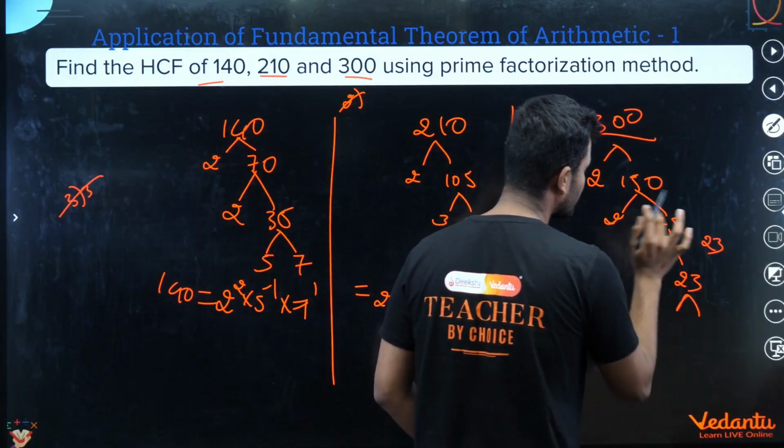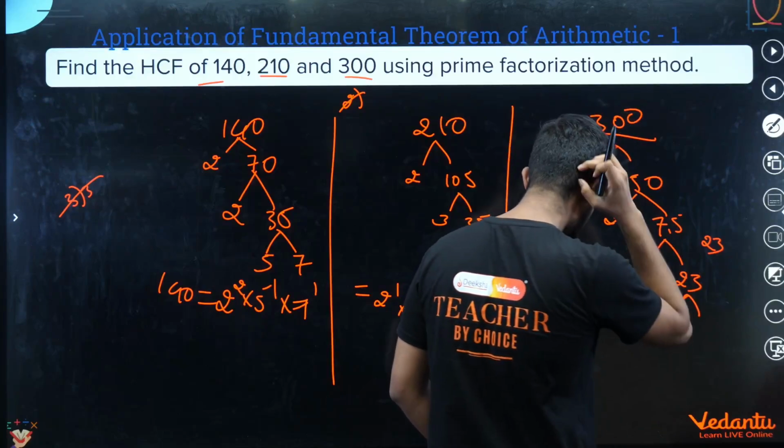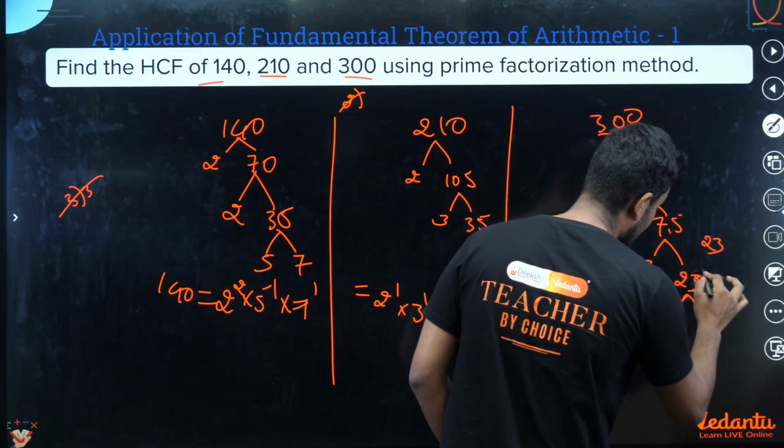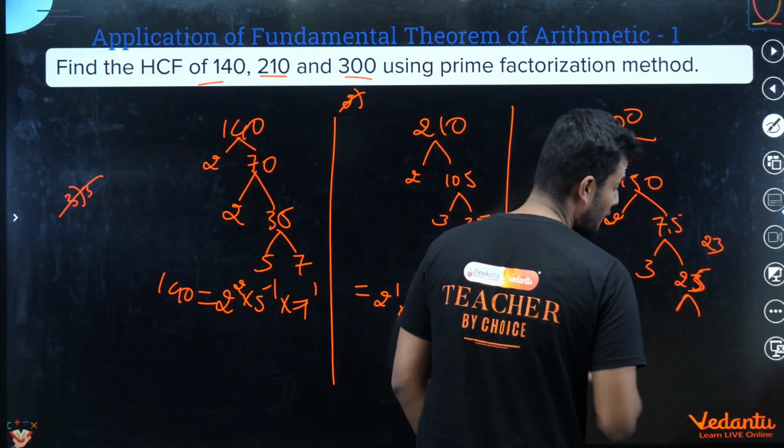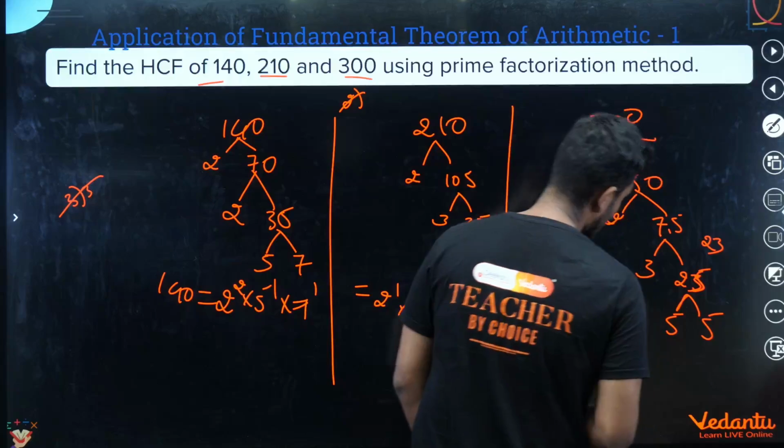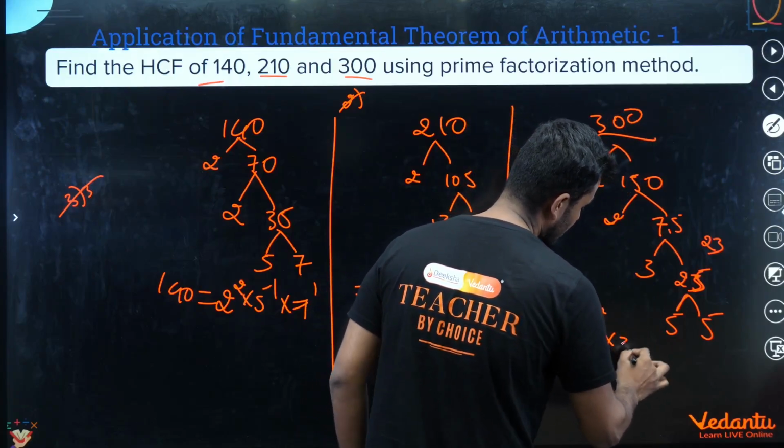2 150 done. 2 75 is a 150. 3 25 here, like students. 3 5s are 15. 25. 5 5s are 25. Here, what is the 2 power 2, 3 power 1, 5 power 2?